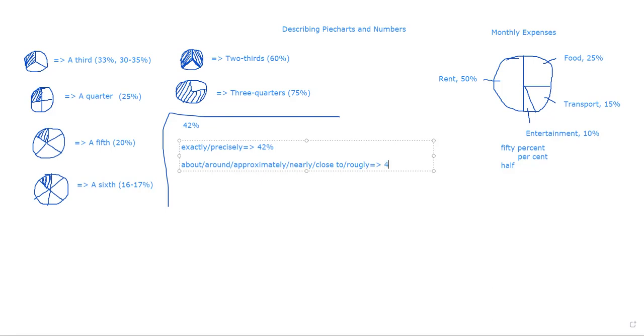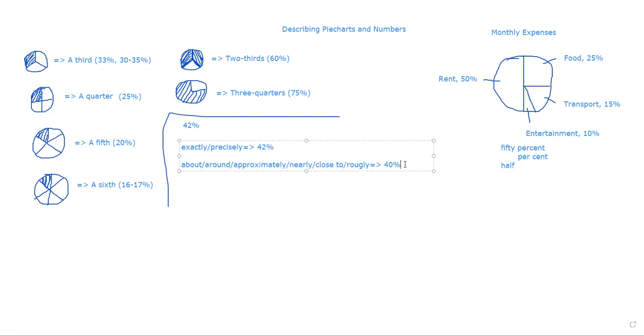Now you can maybe say 40%. You're not saying the exact number 42%. You can maybe say rent makes up about 40% of the total. অথবা roughly 40% of the monthly expenses are rent. So these expressions you can use to keep some ambiguity, to dance around the number.